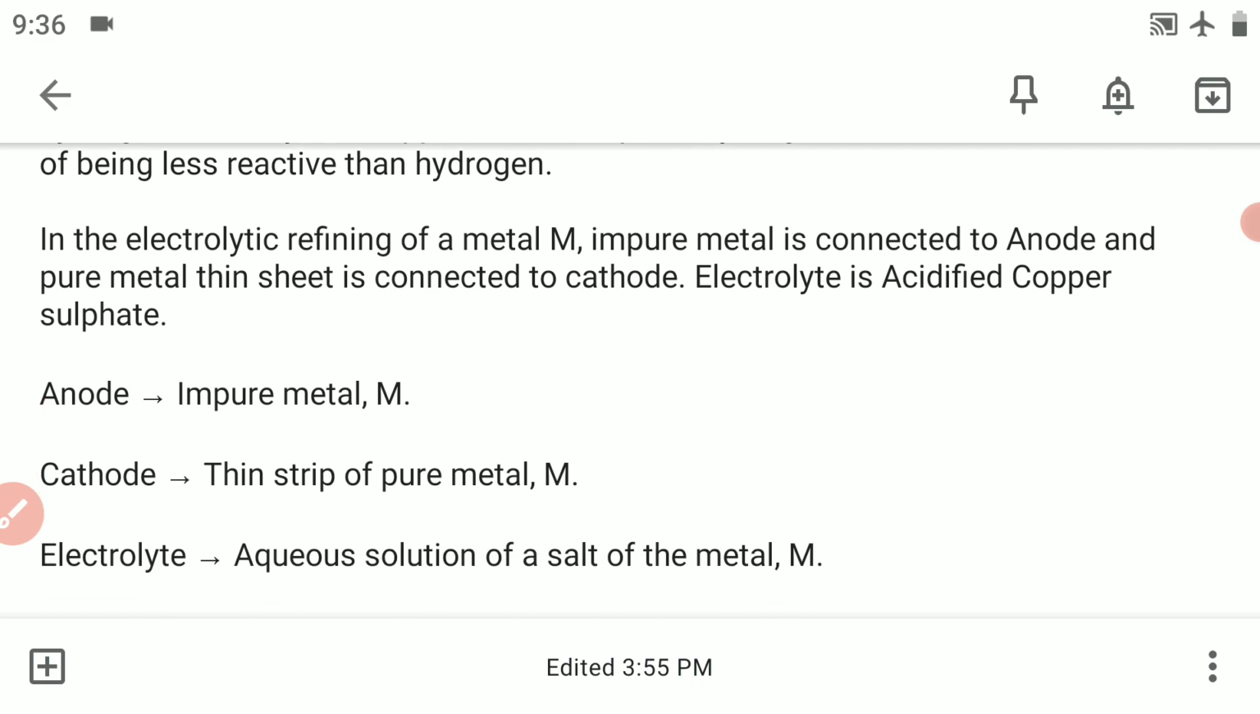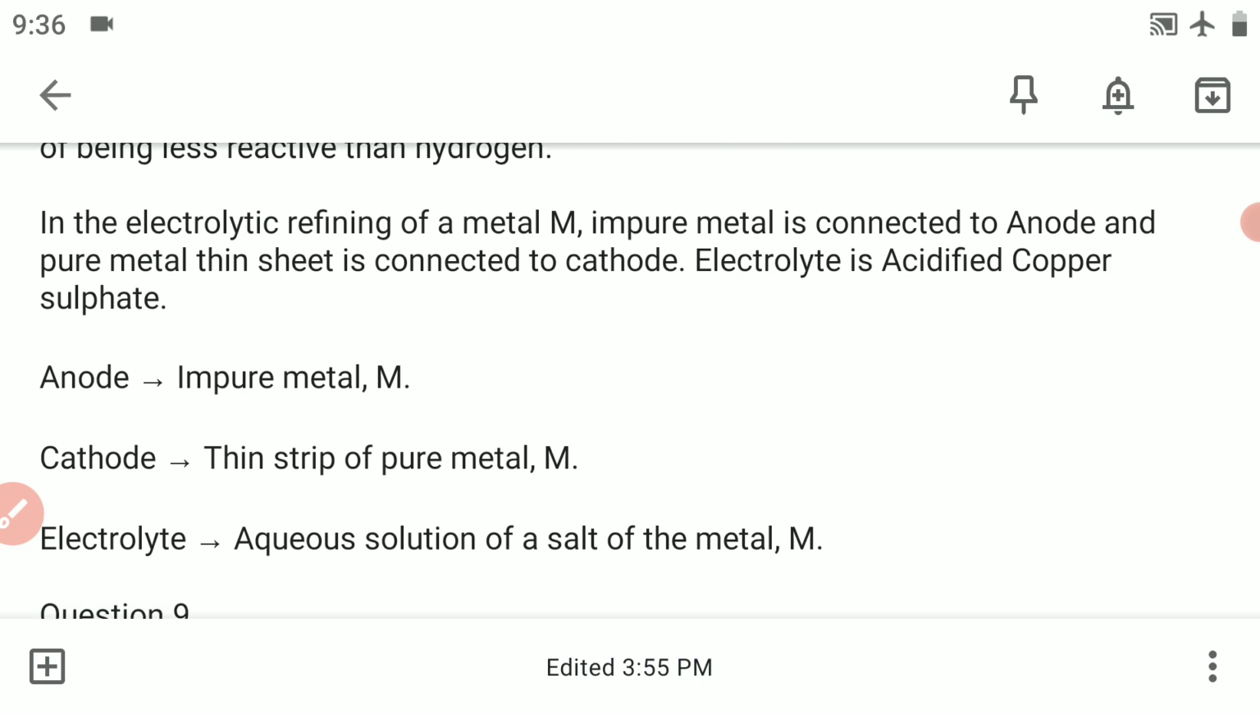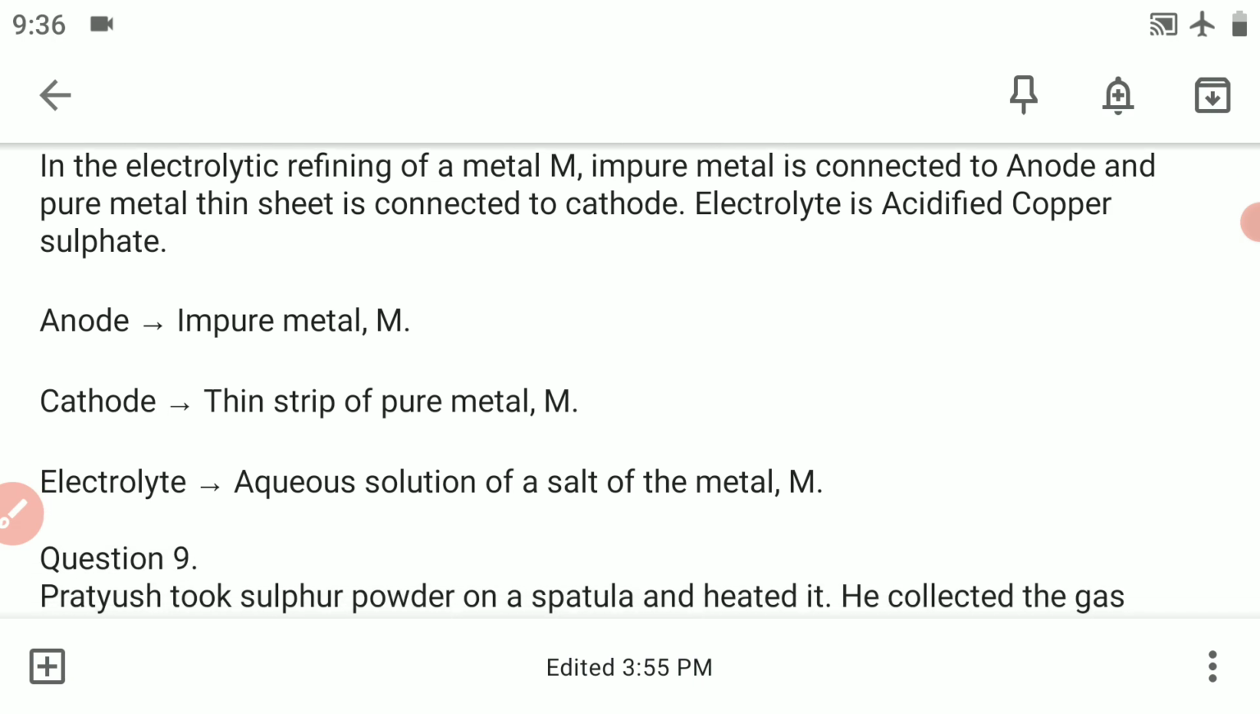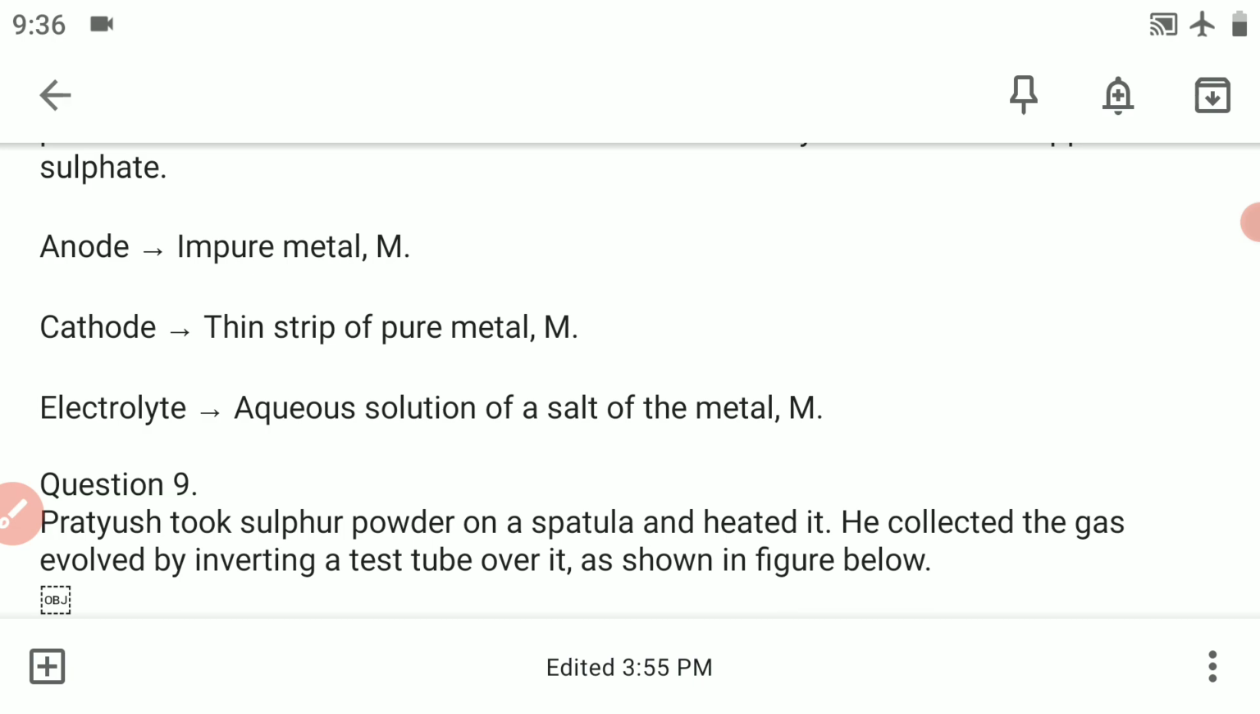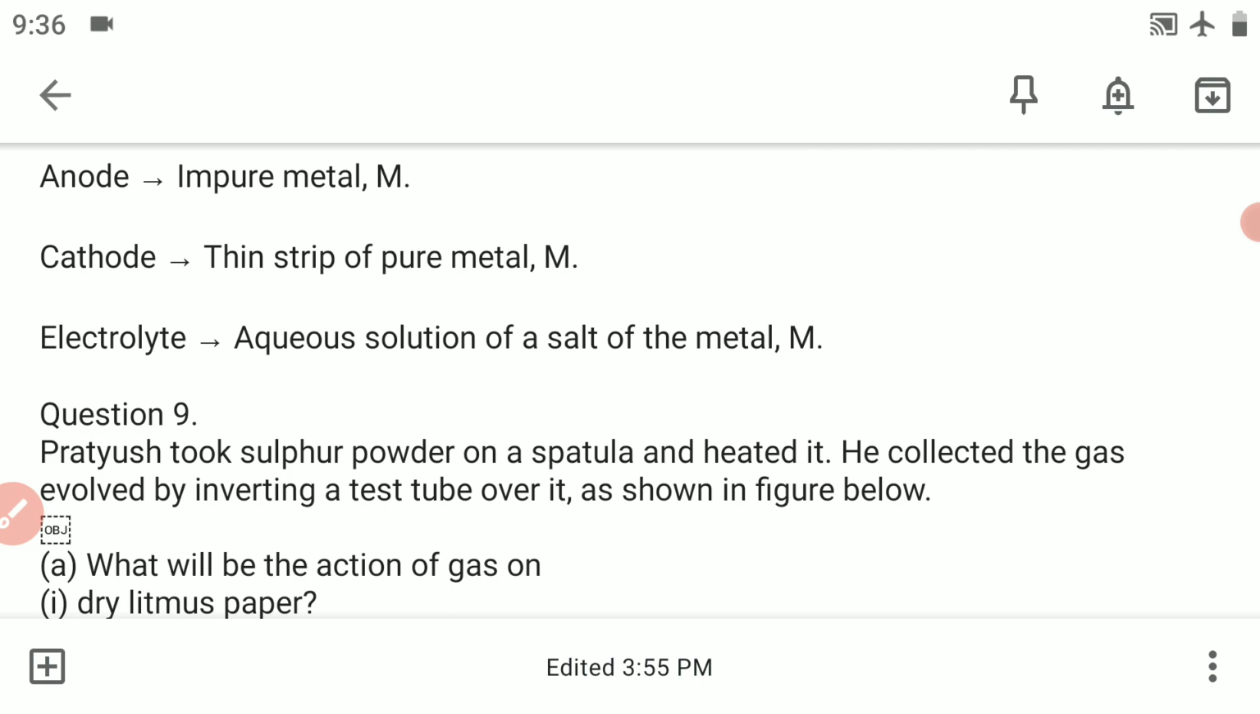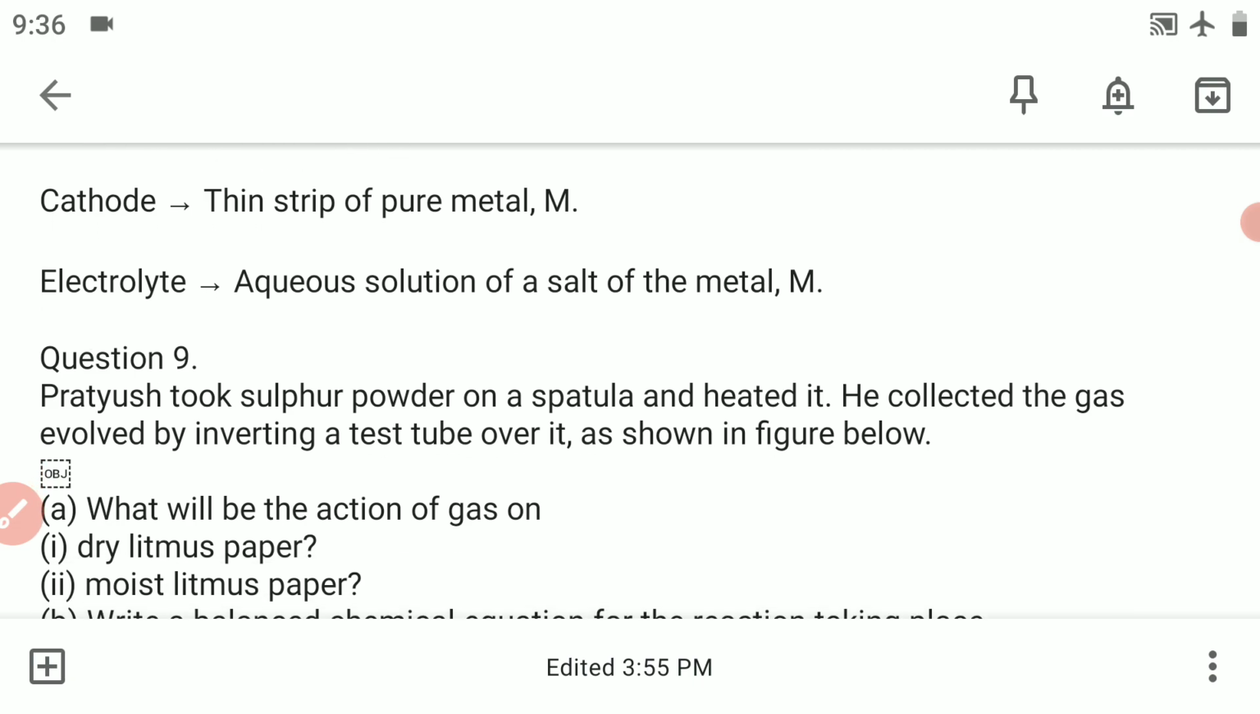In the refining of metal M, impure metal is connected to the anode and a pure metal thin sheet is connected to the cathode. Electrolyte is acidified copper sulfate. Anode: impure metal M, cathode: thin strip of pure metal M. Electrolyte: aqueous solution of a salt of metal M.